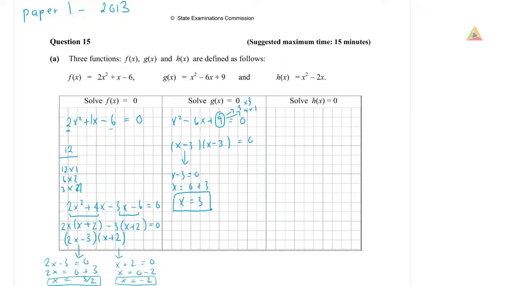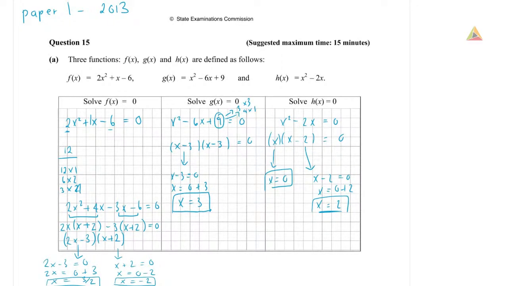And then finally, solve h of x equals 0. So we're going to let this equal 0. So x squared minus 2x is equal to 0. So the way we solve that is we take out what's common. So what's common to x squared and 2x? Take out x. And x minus 2 gives us 0. So we let both of these equal 0. So x is 0 is one solution. And then this one, x minus 2 equals 0 is another solution. So therefore x is equal to 0 plus 2. So x is 2. So that's that one solved.